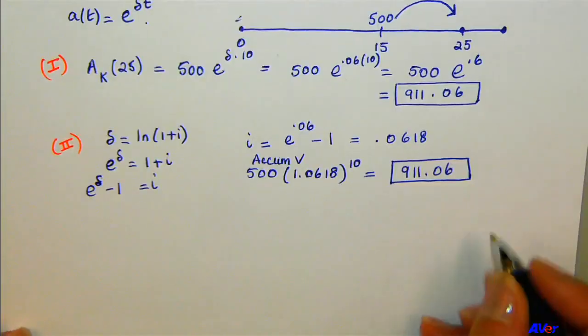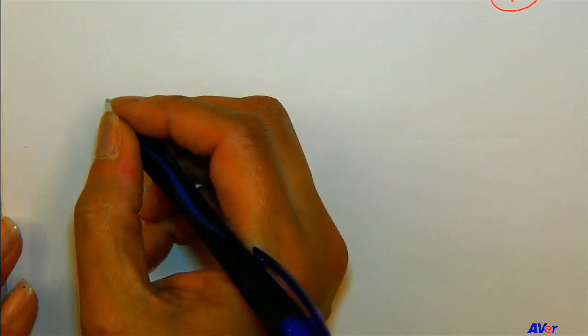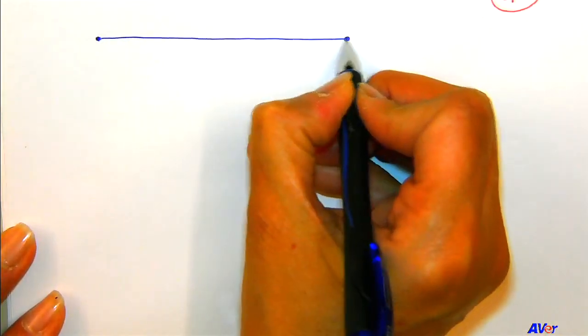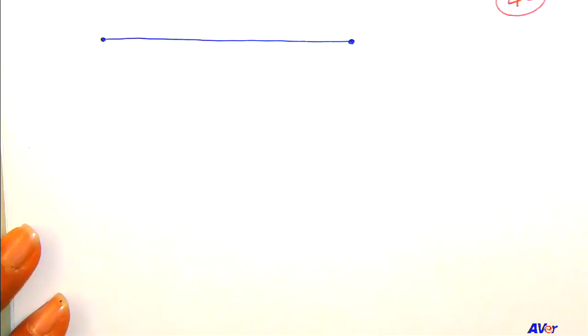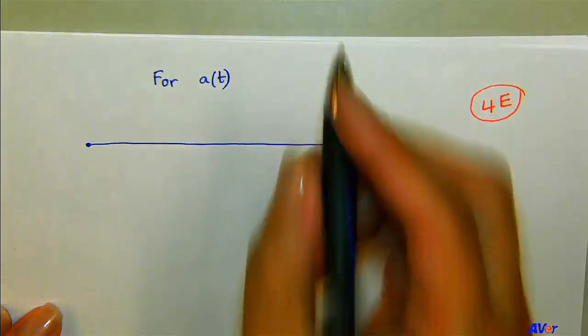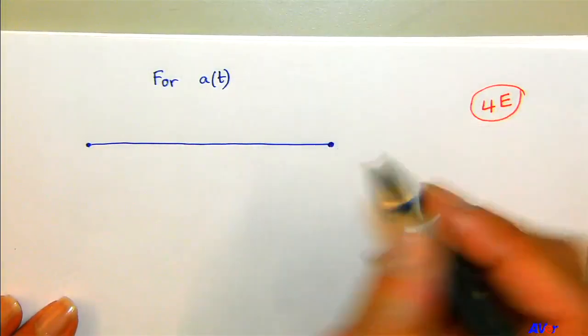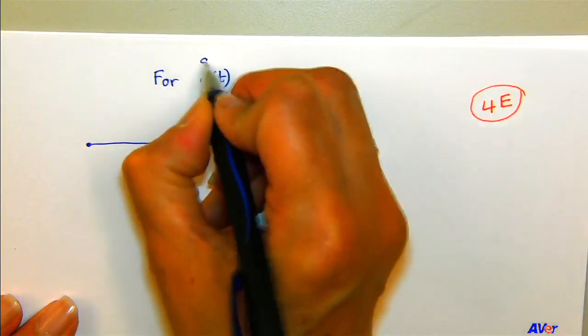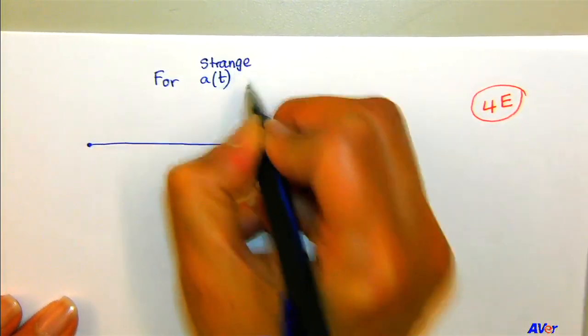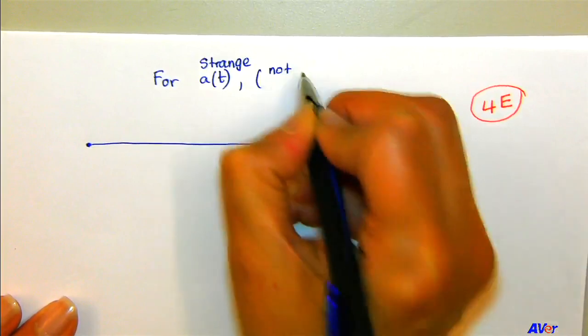Okay, so let's talk about this now. I want to take a new page because I'm going to need lots of room. Let's call it 4E. So we said before that for strange accumulation functions for a of t, and by strange you know what I mean, right? Not compound, meaning not compound interest.